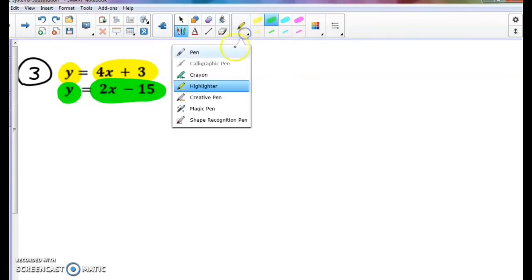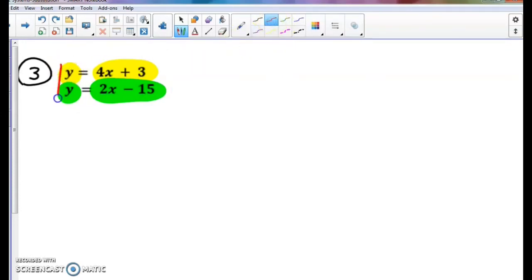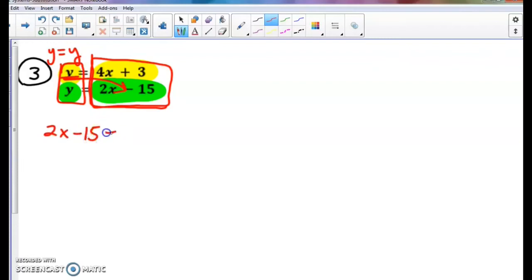Now here's the cool part about this one. I really like these types because we know that y equals y. We know that part's true, y equals y. So we can actually take what they're equal to and set them equal to each other as well. So I'm actually just going to replace this y with the 2x minus 15. So y is now going to be my 2x minus 15 equal to what that first y equals, 4x plus 3. So we said y equals y is true, so then we can take these two parts and set them equal to each other.